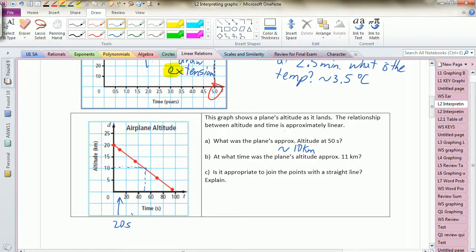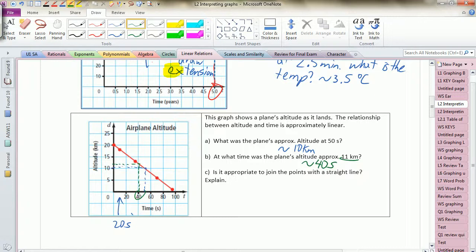At what time was the plane's altitude approximately 11K? So now you're going the other direction. Find 11K. It's going to be just a bit above 10. Over to the line, straight line down. And you should say approximately 40 seconds.